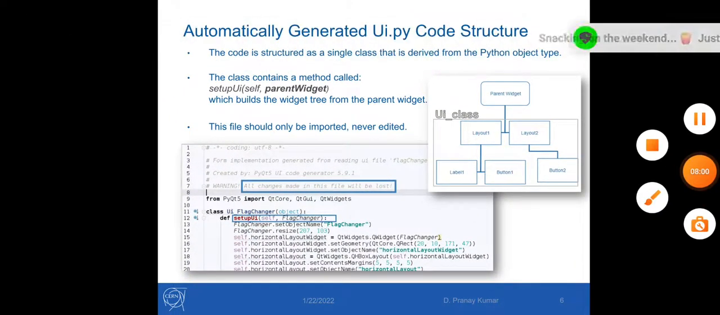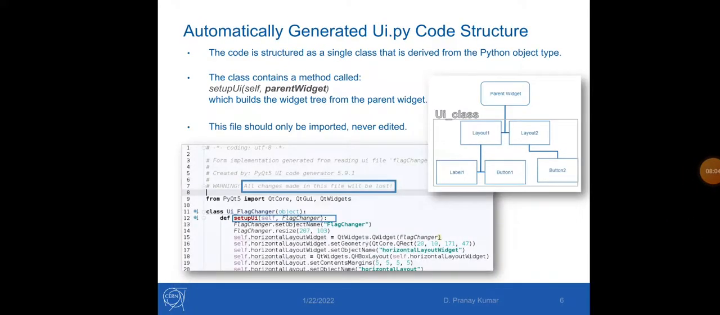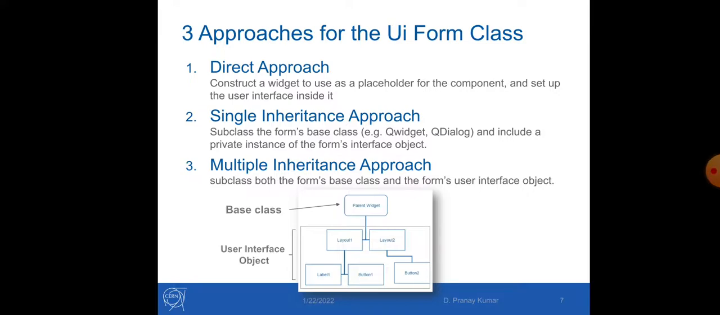Okay, now let's continue. The three approaches we can use for the UI form class. First one is the direct approach. In the direct approach, we can construct a widget to use as a placeholder for the component and set up the user interface in it. This one is known as the direct approach.